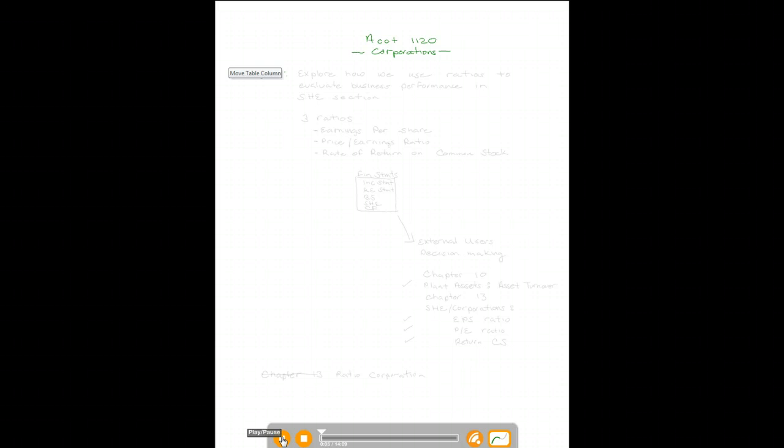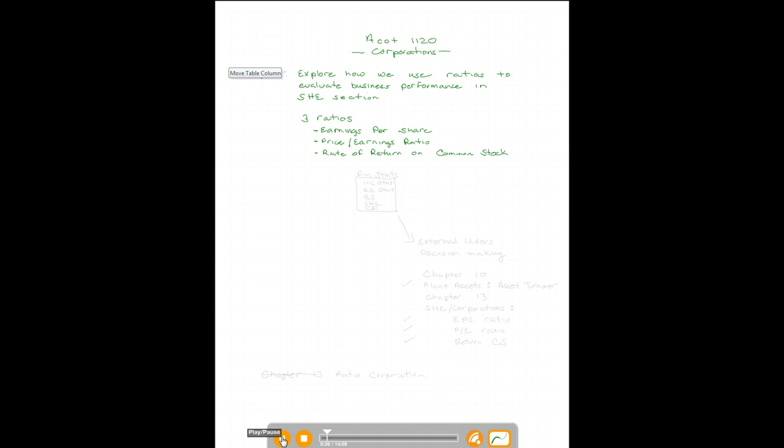Ta-da! Finally, welcome to what I hope is the last Pincast on corporations. My goal is to explore how we use ratios to evaluate business performance in the stockholders' equity section of the balance sheet. We've done that in every topic we've studied so far, and we're going to continue that. The three ratios we're going to learn in this chapter are the earnings per share ratio, the price-earnings ratio, and the rate of return, common stock ratio.